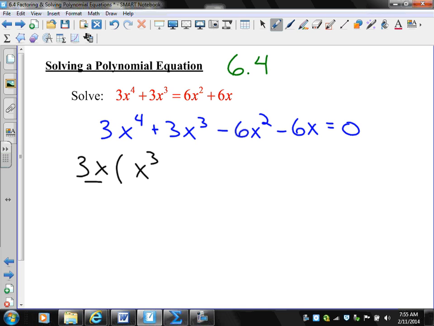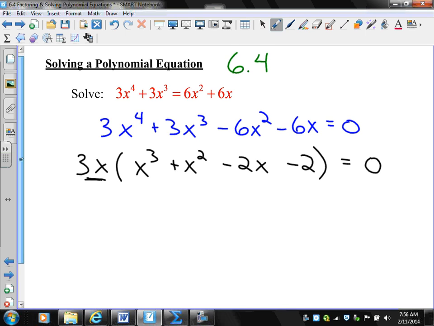And now 3x times what is going to give me 3x cubed? Well, that's going to be x squared. So I'm going to have plus x squared. And then my next term is going to be minus 2x. And then my next term is going to be minus 2. And all that, close parentheses, is going to equal 0.